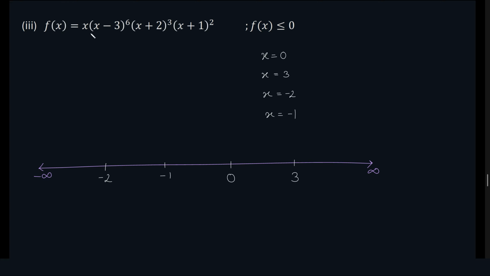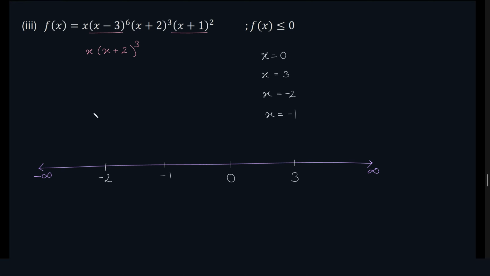Now one thing to notice here is that these two factors have an even multiplicity. That means they do not contribute to sign change. The reason is, whenever we have even power, the result is always positive, and that's why it doesn't affect the final sign. So we will only consider x and x plus 2.